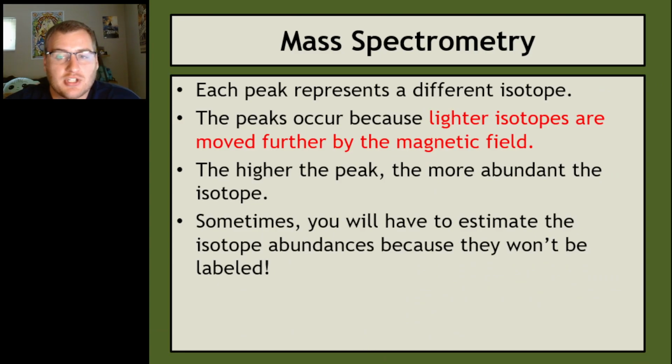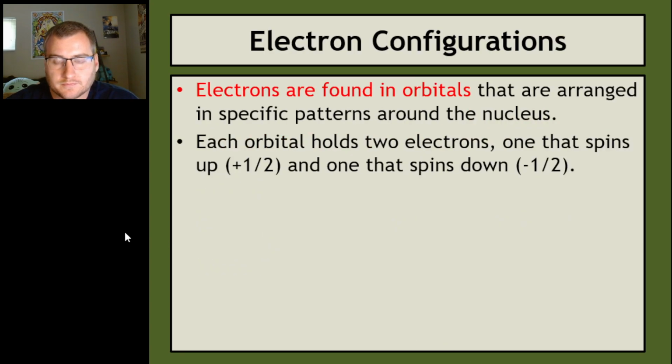So an explanation, just so you have it for your notes, we're going to go over. Each peak represents a different isotope. The peak occurs because lighter isotopes are moved further by the magnetic field. The higher the peak, the more abundant that isotope. Sometimes you'll have to estimate the isotope abundances because they won't be labeled. Sometimes there will be. Okay, so that is our first type of analytical tool that we use. It's called mass spec. I'm going to do a bunch of examples on your worksheet of that.